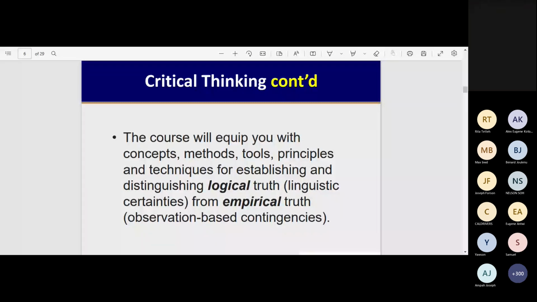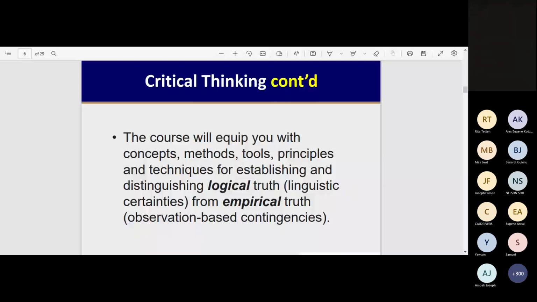Certain truths are logical in orientation. So you do not need to go and observe. Observation doesn't come in. I don't need extra information from observation to ascertain the truth or falsity. So it's a logical truth. Okay. Then you can now distinguish that. You get skills to help you distinguish that from what?